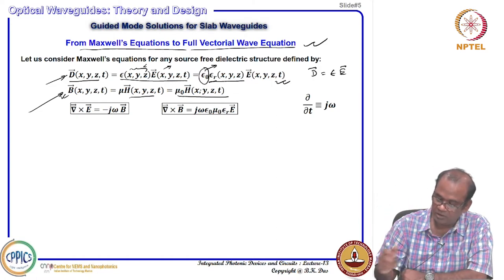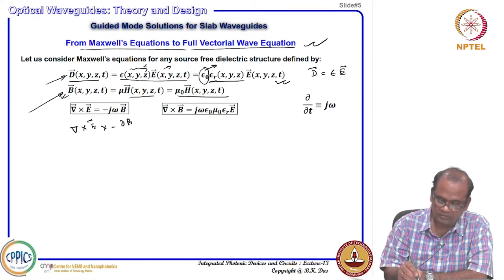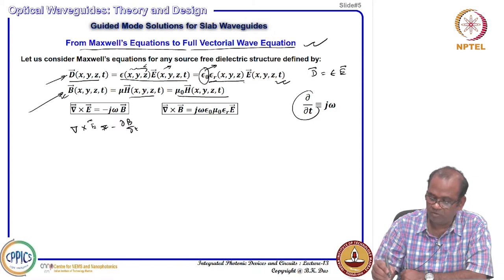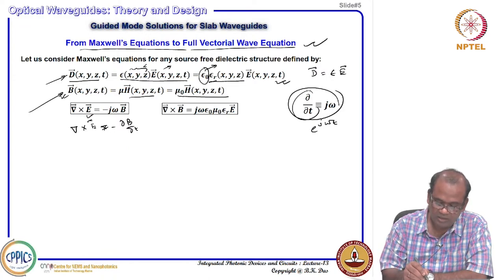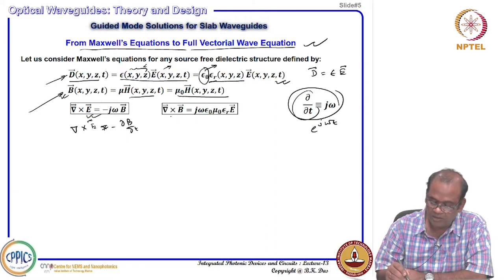Now consider curl E equals minus del B del t. We know that the electric and magnetic fields oscillate with e to the power j omega t, so the operator del del t is simply j omega. So the first curl equation is curl E equals minus j omega B, and the other is for the dielectric medium with sigma equal to 0, which involves epsilon del D del t. So we can write j omega epsilon.